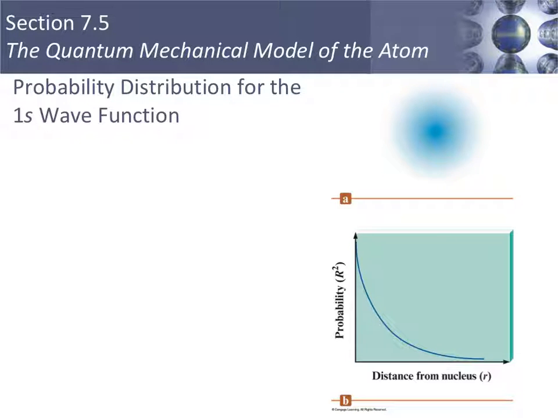So in this diagram, what we have is the probability of finding an electron at some particular distance from the nucleus. And you have two different ways that you can represent this. One is this kind of graphical way, where you plot the probability versus the distance. And the other is where you let the darkness of the color represent the probability of finding the electron at some particular position.